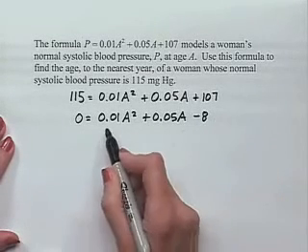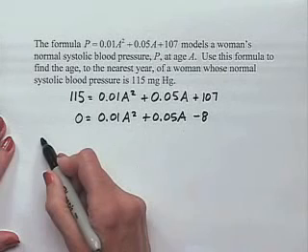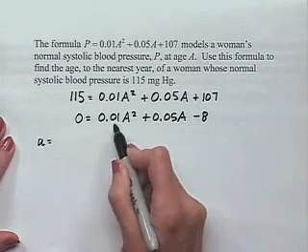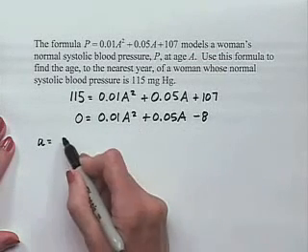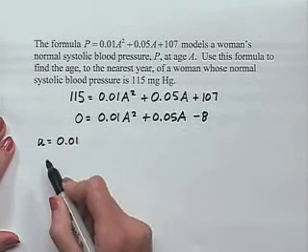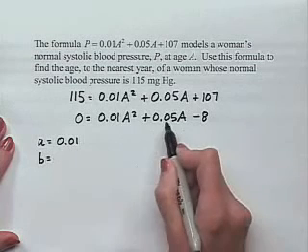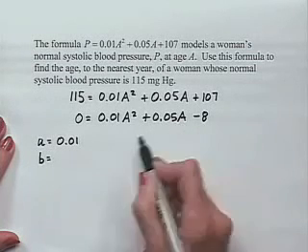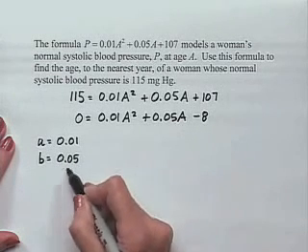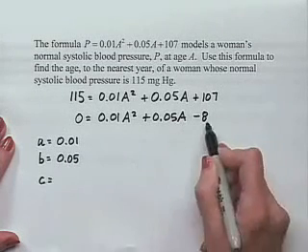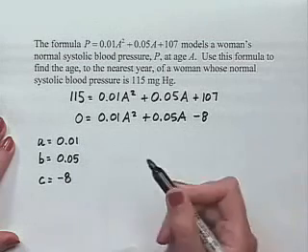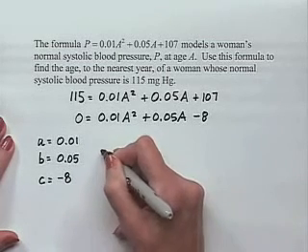We can recognize in the formula that our a value is the coefficient of our variable squared, that would be 1/100th. Our b value is going to be the coefficient of our variable to the first power, which would be 5/100ths. And our c value is going to equal the constant, which is negative 8. Now we're going to be solving for A.